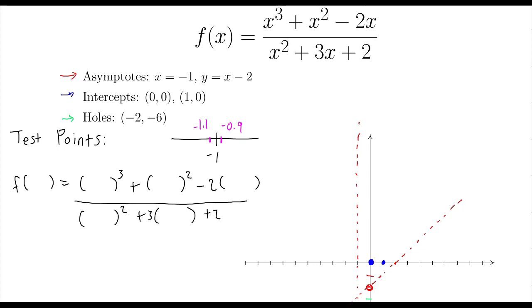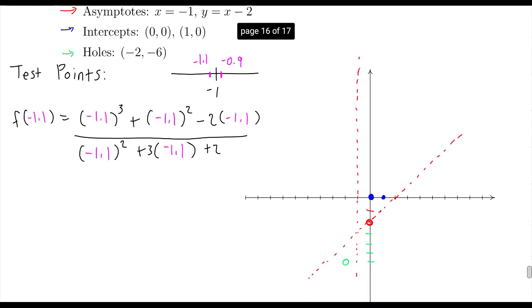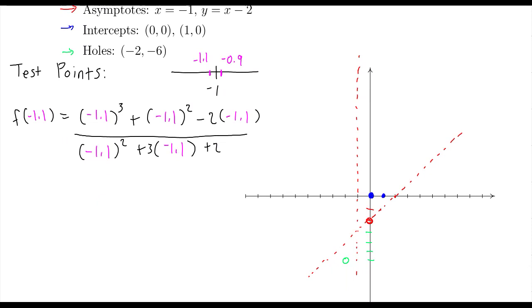Okay, now I actually go and plug them in. So -1.1 cubed plus -1.1 squared minus 2 times -1.1, over -1.1 squared plus 3 times -1.1 plus 2. All right, so all of that, type that in the calculator, and I get -23.1. Okay, so my first test point is -1.1 comma -23.1. So that would be down here, way down here somewhere.